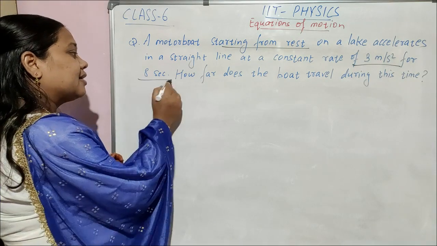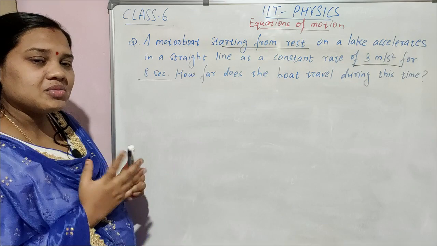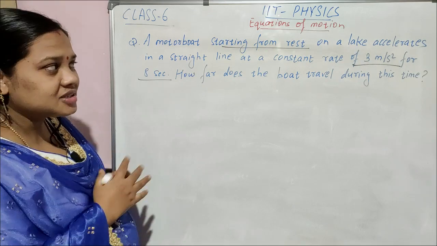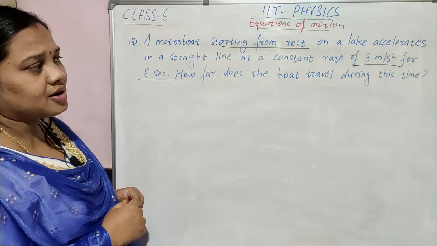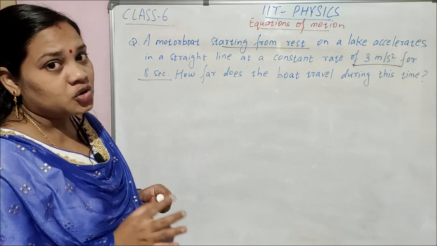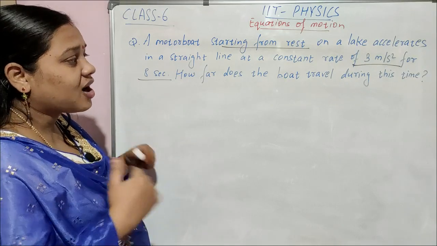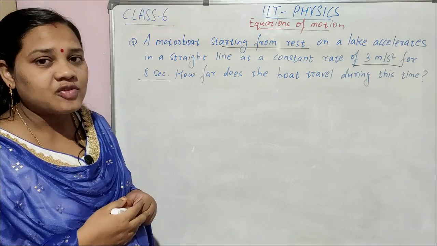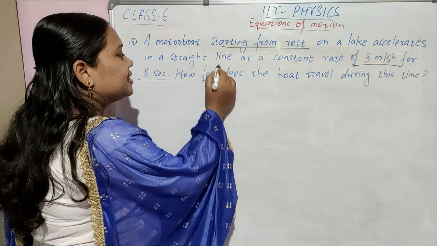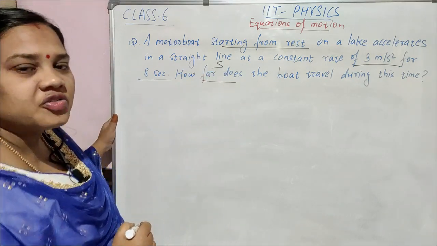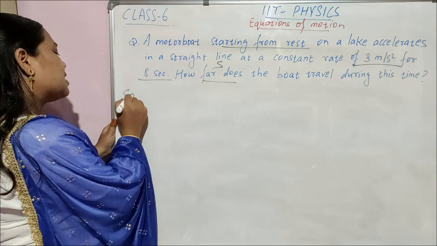For time 8 seconds. Time is also given, 8 seconds. Acceleration is given. Time is given. How far does the boat travel during this time? You have to find how far the boat travels, which means you have to find its displacement. Clear now? Displacement you have to find here. So let's do this sum.